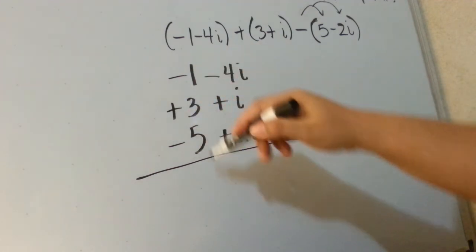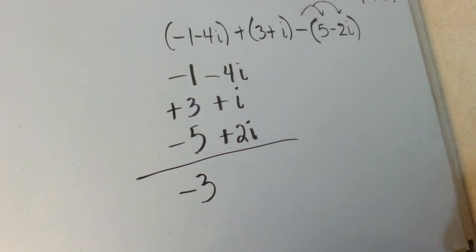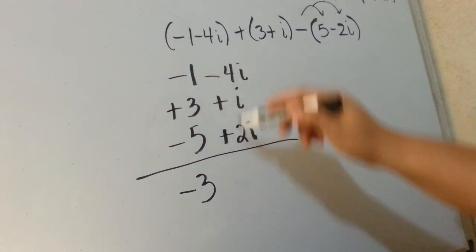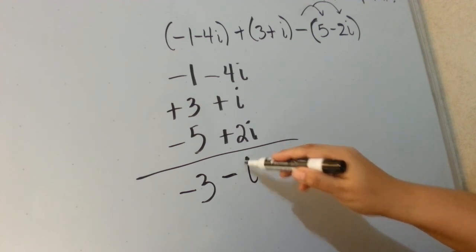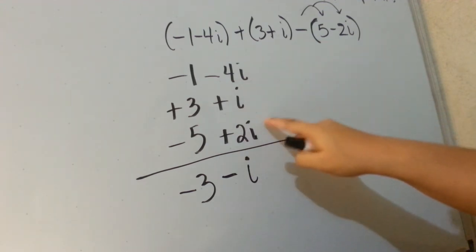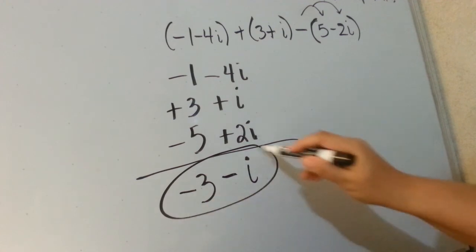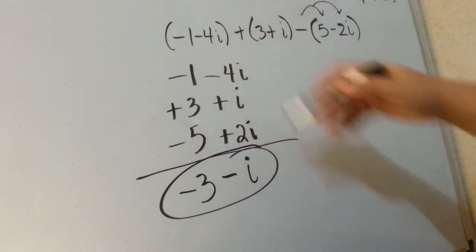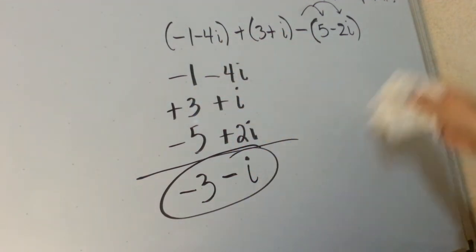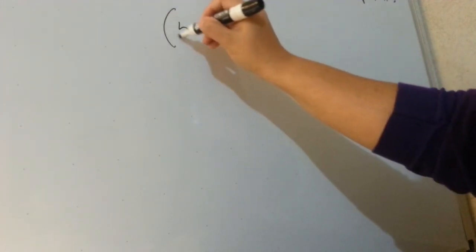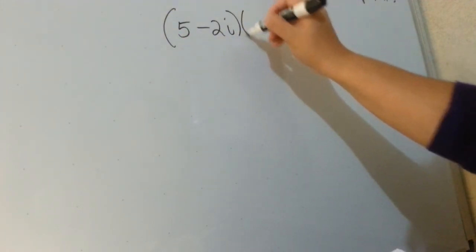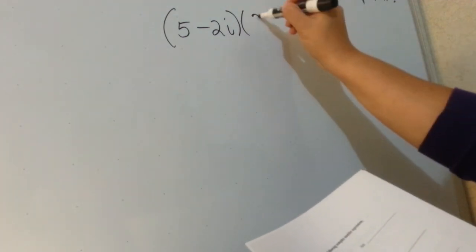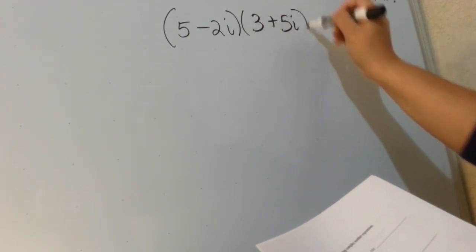And so this becomes negative 3. Right? Negative 6 plus 3 is negative 3. And this is 3 minus i. Yeah, negative 4 plus 3 is negative 1. There's your answer. Combine all the real parts and all the imaginary parts.